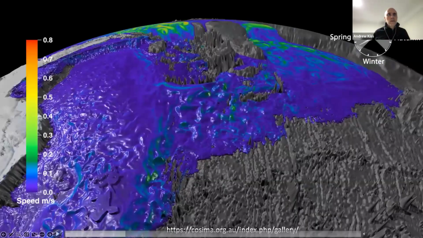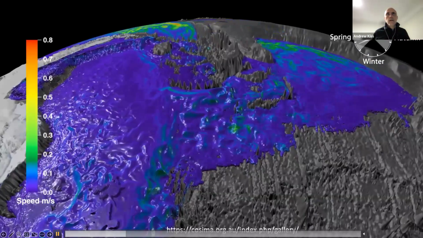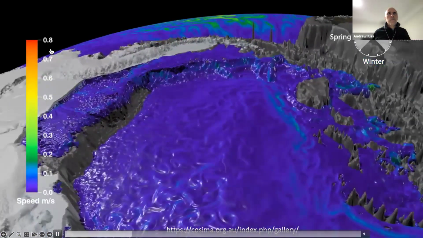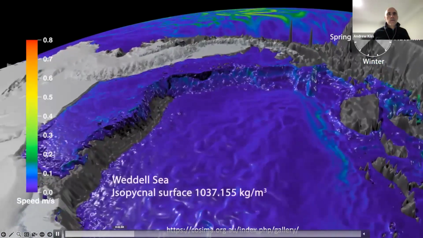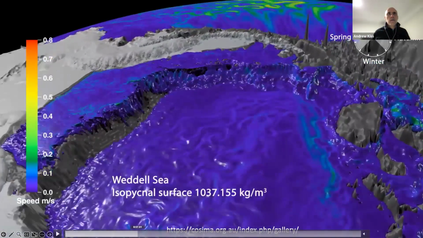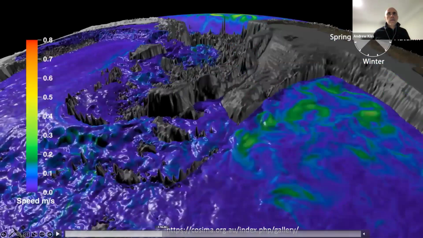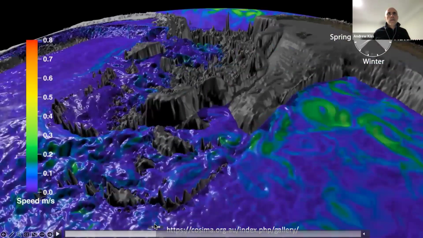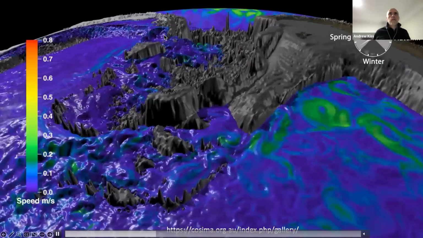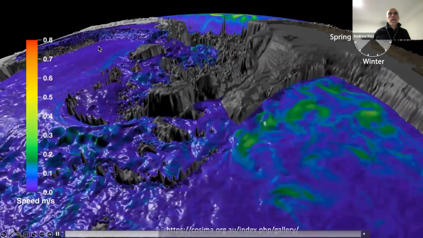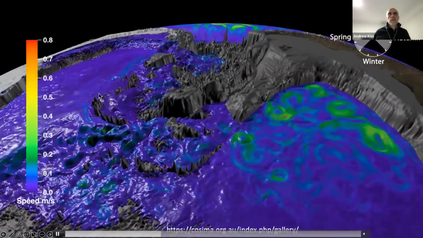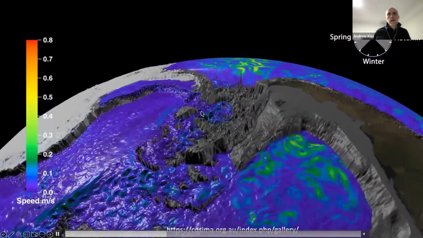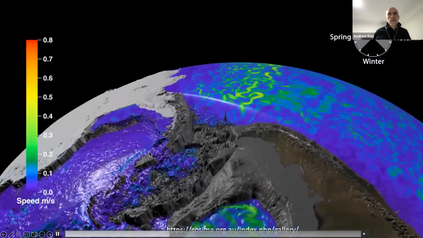And what we're going to see is, as we come into the coast of Antarctica, this is the Antarctic Peninsula, and I'll just speed it up a bit. You get this region here. So this is a place where the ocean is being cooled and becomes more dense due to sea ice formation, and you get sinking.